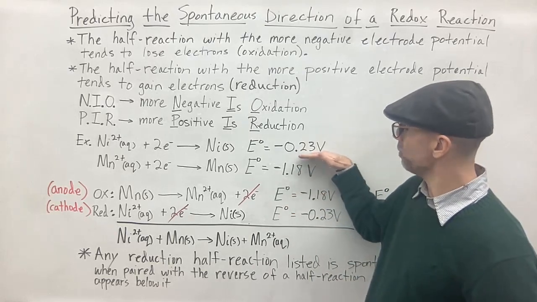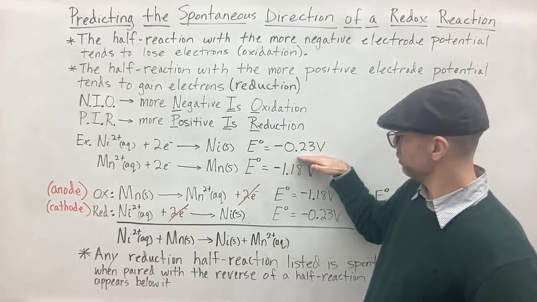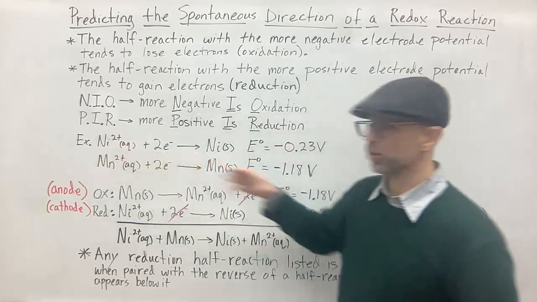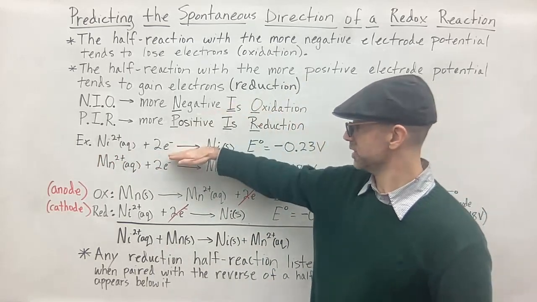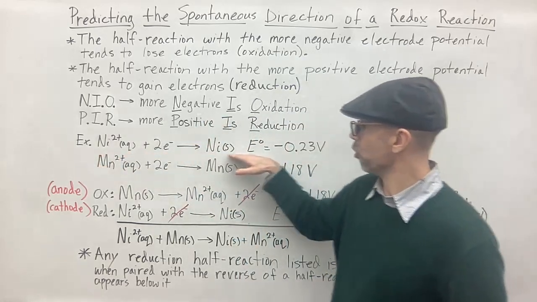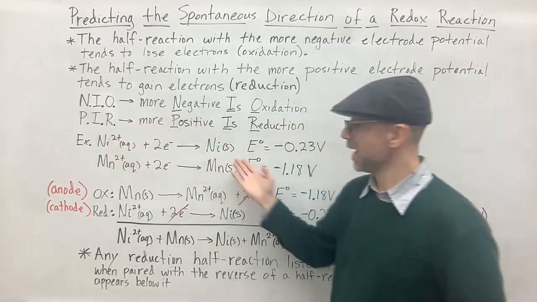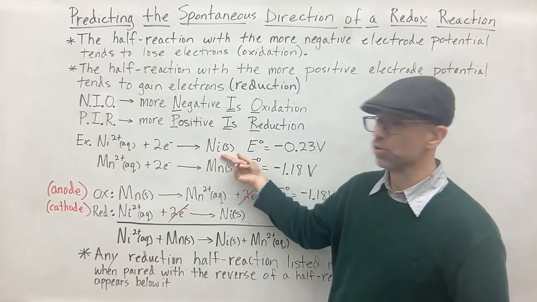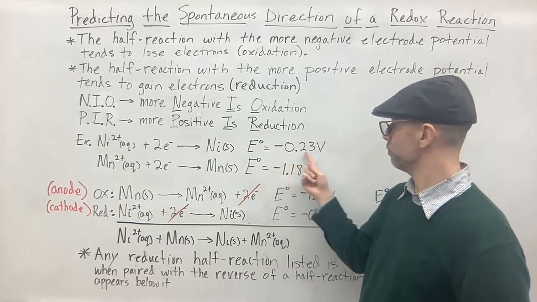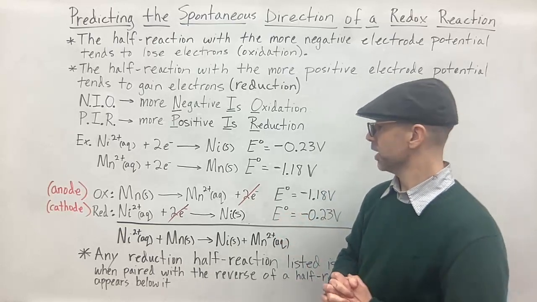Since this one is less negative, or more positive, the electrons are going to want to go towards this electrode. Remember, the gain of electrons is reduction. If the electrons are going towards this electrode, then that's gaining electrons, so that's going to be reduction. We already have this in the form of a reduction reaction. Between these two, this reaction has a larger tendency to undergo reduction than this one, so this one we keep in this form with negative 0.23 volts. This one we're going to have to flip into the oxidation reaction, and that's what we did here.